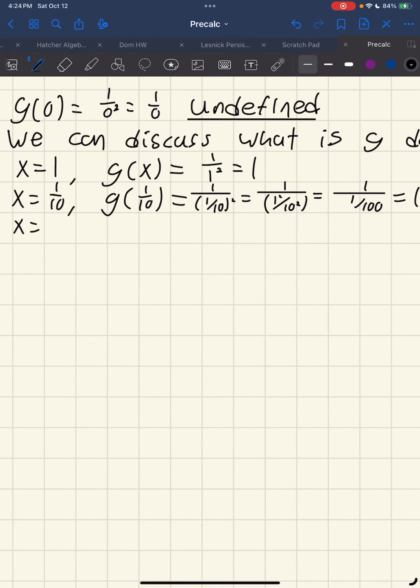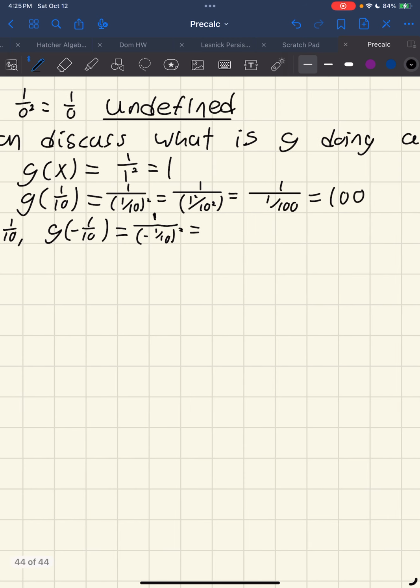There's something I want to point out. What happens if x is equal to negative 1 over 10? Well, g of negative 1 over 10 will be 1 over negative 1 over 10, all squared. Anytime a negative gets squared, it becomes positive. And we'll get back to our situation right above, 1 over 100. These are the same. And we can conclude that this is 100.